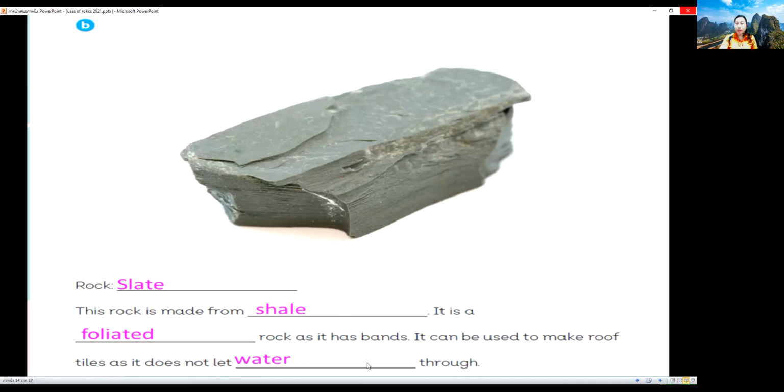It should be water to pass through, okay? Meaning the water cannot pass through this kind of rock. So we can use them for our roof tiles. So the name of the rock is slate. This rock is made from shale and it's foliated, and we can use it to make roof tiles because it does not let water pass through this rock.